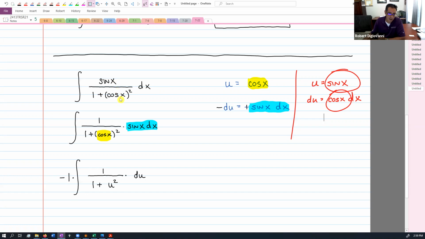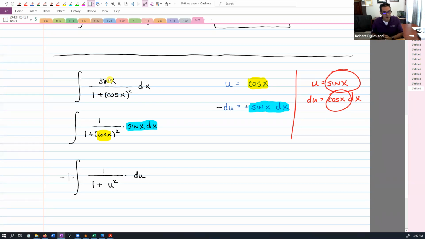The substitution needs to be cosine of x, and the derivative of it is negative sine, and you're off by a negative or whatever. Okay, now we're not done, because we need to know what the antiderivative of that is. And you can't split it into two fractions. You can't do 1 over 1 plus 1 over u squared. You can't do that.